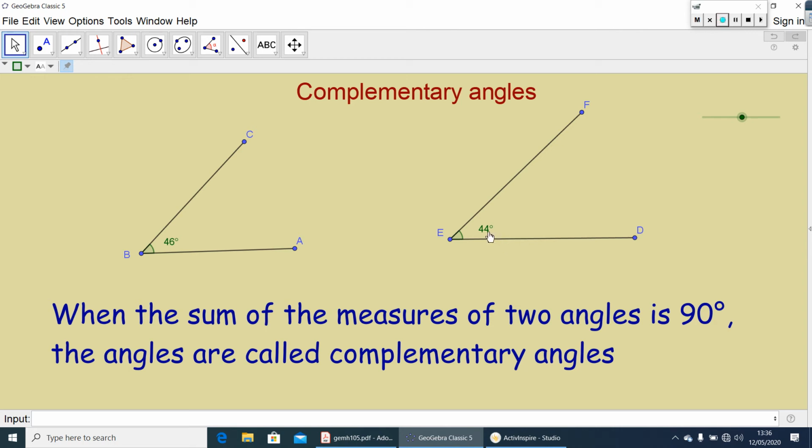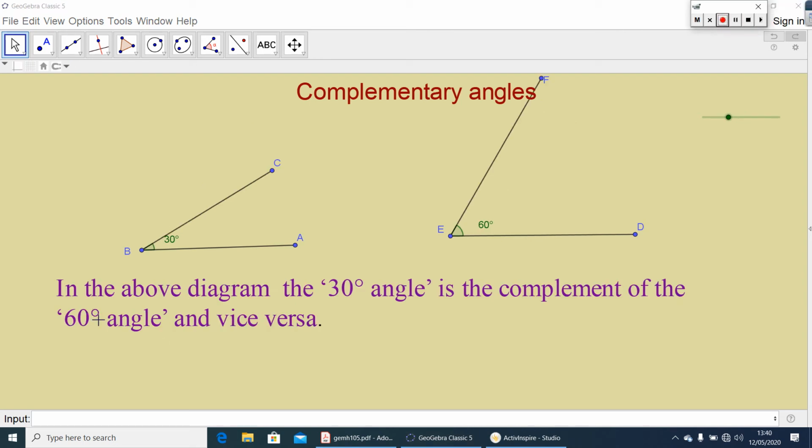Because the sum of these two angles you are getting is 90 degree. You write the heading complementary angles, draw these two figures and write its definition. And you can note in the above diagram, 30-degree angle is the complement of the 60-degree angle, or 60-degree angle is the complement of 30-degree angle.